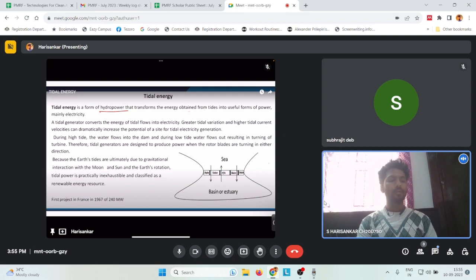So tidal energy is a form of hydropower that transforms the energy obtained from tides into useful forms of power, mainly electricity. A tidal generator converts the energy of the tidal flows, basically the kinetic energy of the tidal flows, into electricity. Greater tidal variation and higher tidal current velocities can dramatically increase the potential of a site for tidal energy generation. Basically the principle is pretty much the same as what we learned from hydro energy. The kinetic energy of the tides is converted into electricity.